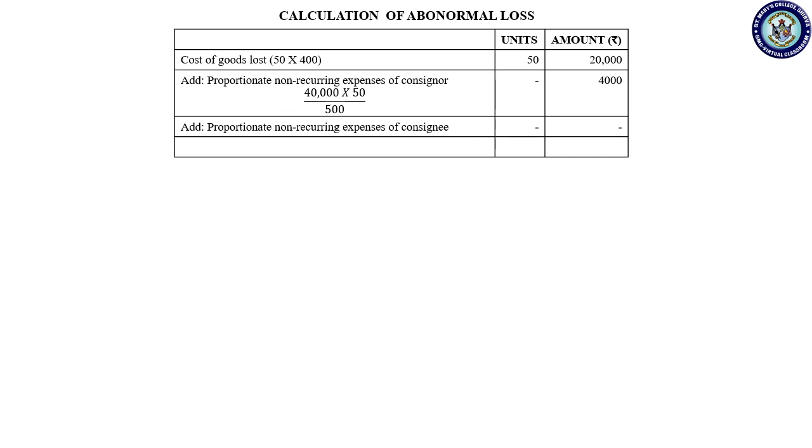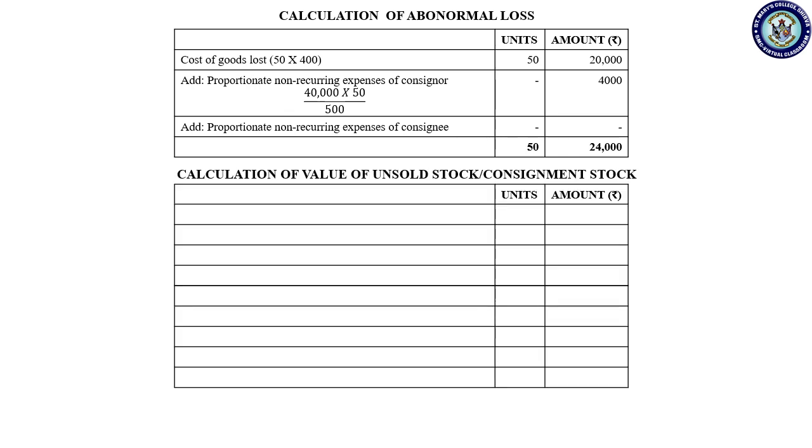Next you have to add proportionate non-recurring expenses of the consignee. Here we are not taking the non-recurring expense of the consignee, because the goods have been lost in transit, which means they didn't reach the consignee. So the consignee's share is not added to the cost of goods, because the goods have not reached the consignee's godown. Okay, if you do the total, that is the abnormal loss. So first, if there is any abnormal loss, then you have to calculate the value. Okay, after this you draw the lines for the format of consignment stock, that is unsold units.